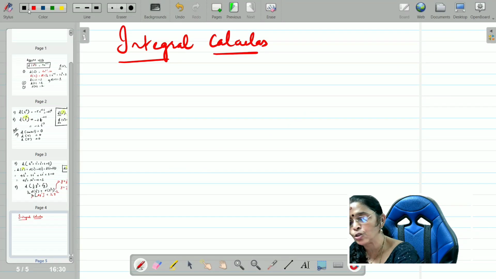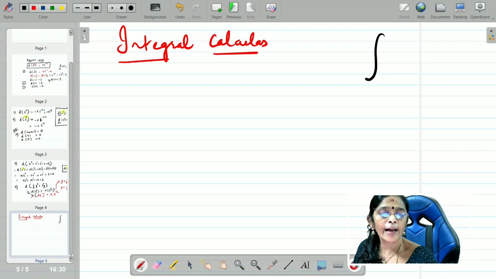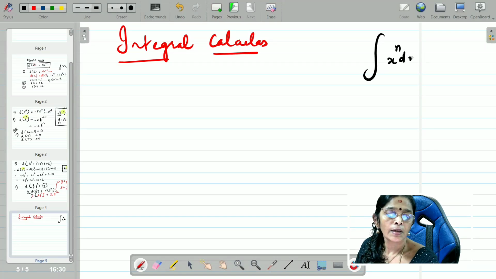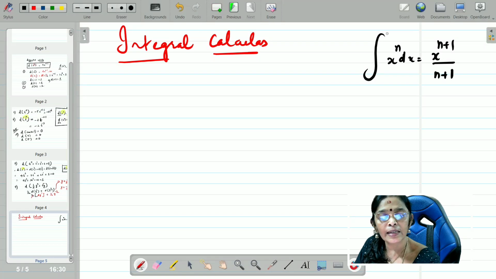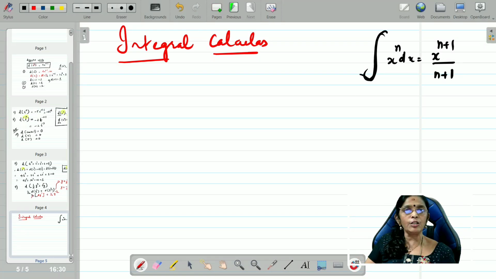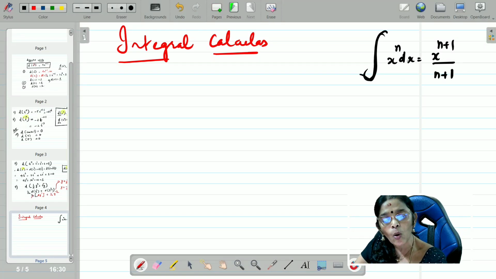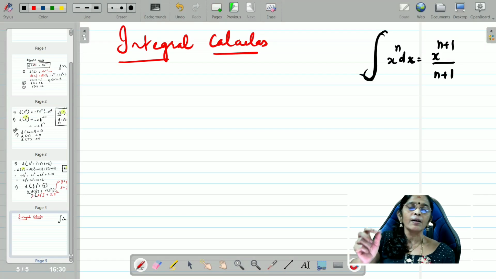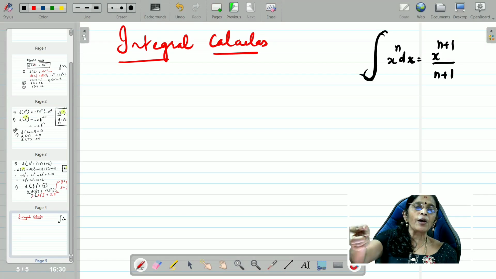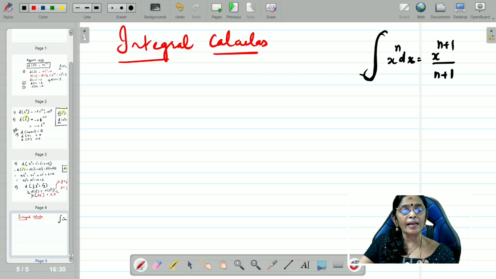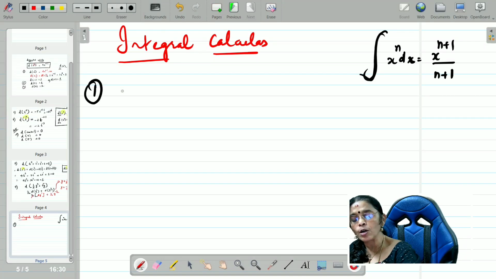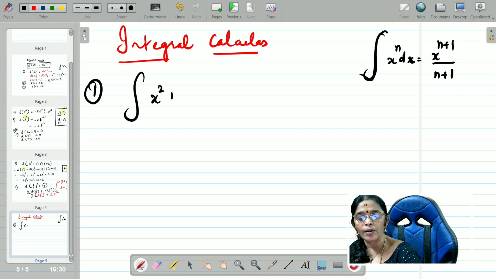So this is integral calculus general formula. Integral of x power n dx is equal to x power n plus 1 divided by n plus 1. This is the integration symbol. Whenever you put integration symbol, that integral quantity dx should be there. Integral of x power n dx, x power n plus 1 by n plus 1. So therefore, first question, what is the integral of x square dx?